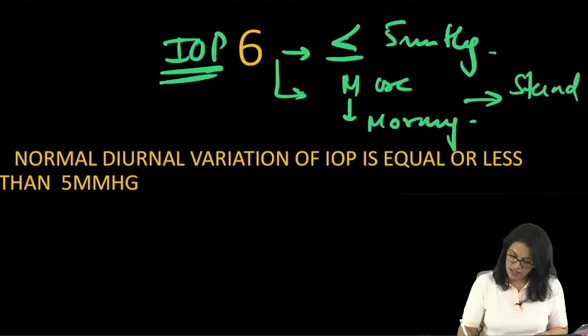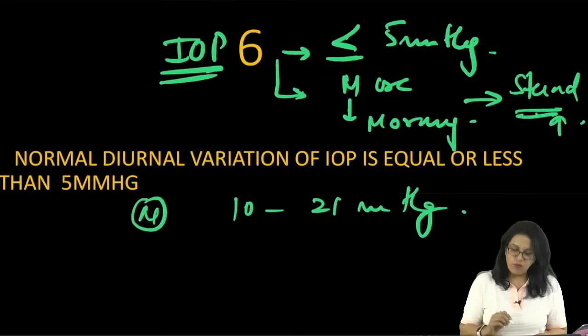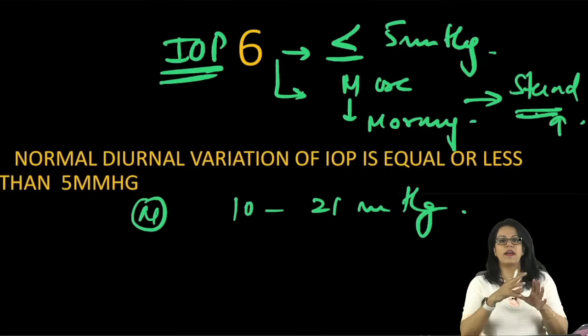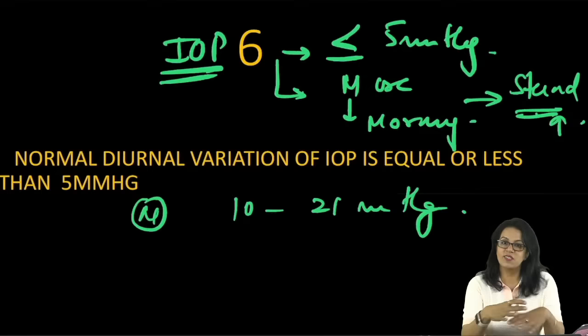Okay? Are you all, okay, come on, answer me. What is the normal intraocular pressure? Everybody knows it is 10 to 21 mmHg. Then what next question they have asked you around the intraocular pressure? Can you tell me if it is less than or equal to 5, it is normal? 5 to 8, it is a glaucoma suspect. More than 8 of diurnal variation means definitely this patient has glaucoma.